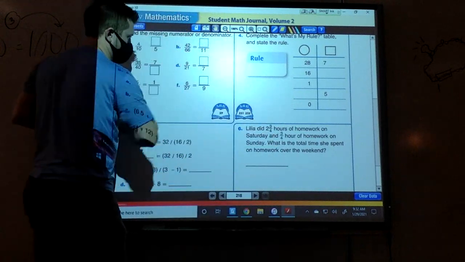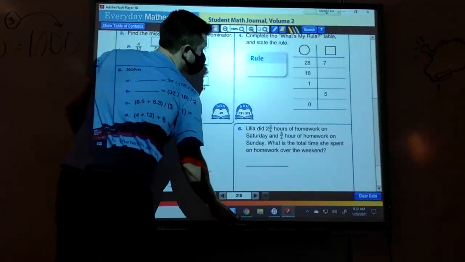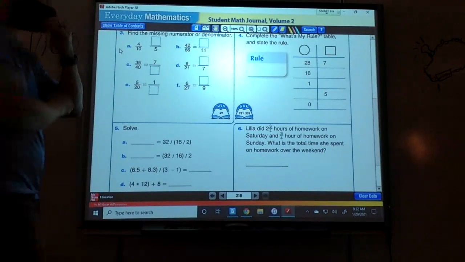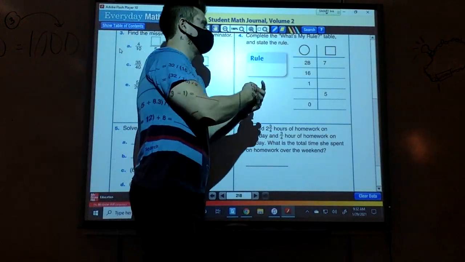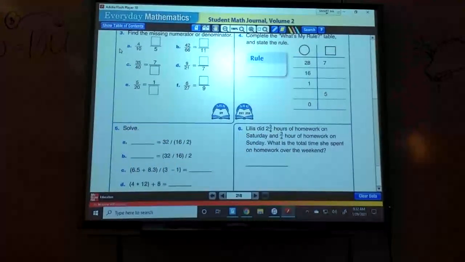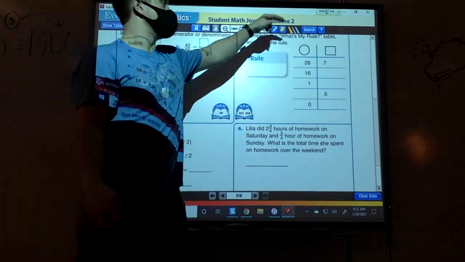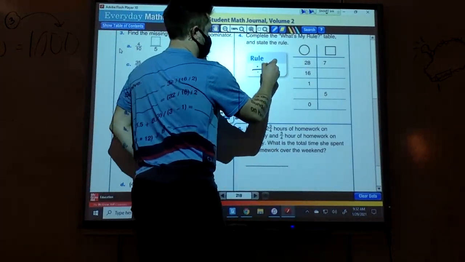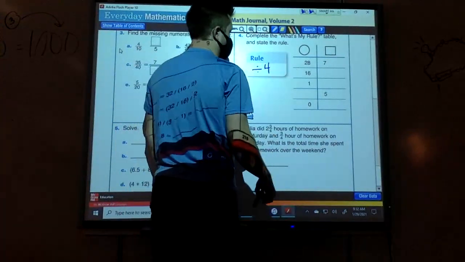Since we just spent so much time on fractions and equivalent fractions, you can do that one on your own. Easy juice. The rule over here, what's my rule? 28 got put in and 7 got spit out. We can't just say 4. What did we do with 4? Divide. We divided because we got smaller, right? Because this is in, that's out. So we are going to divide by 4.